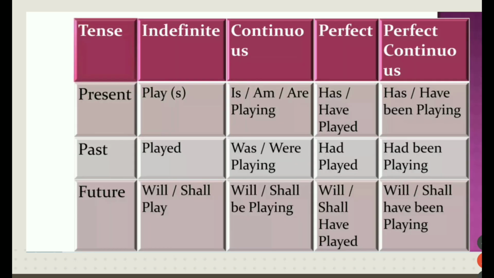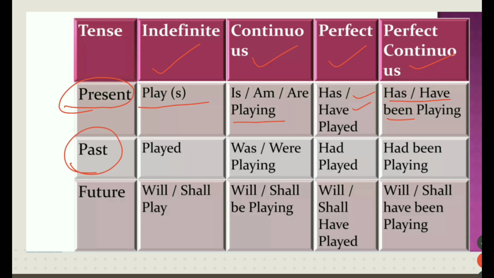Now, here is an example. Say, for example, in the present tense, this form is the indefinite form. This is a continuous form, this is a perfect form, and this is a perfect continuous form. Say, for example, you will have to add s or es with the indefinite form present tense; is, am, are with continuous form; and has, have with perfect form. And with perfect continuous form, you have to use has been and have been.